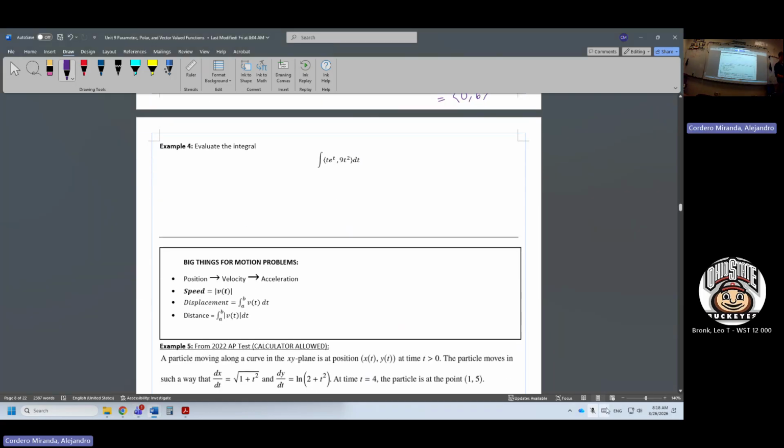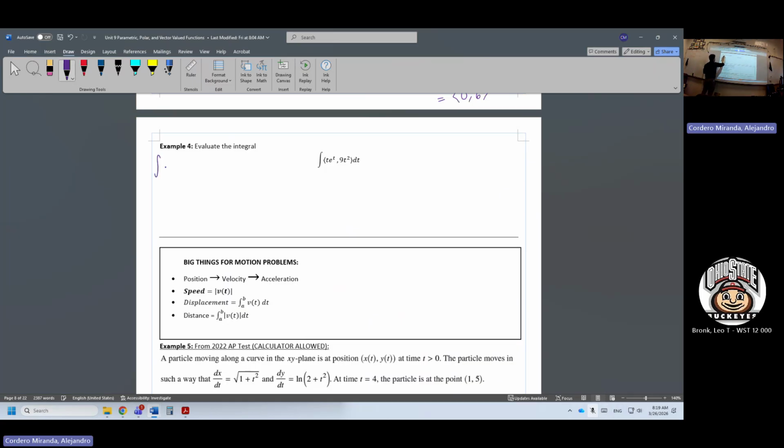Next one is, okay, we did a limit, we did a derivative. Next one is an integral. Do the integral of that vector valued function. Again, all that means is take the x integral and the y integral separately, then put a comma between your answers.